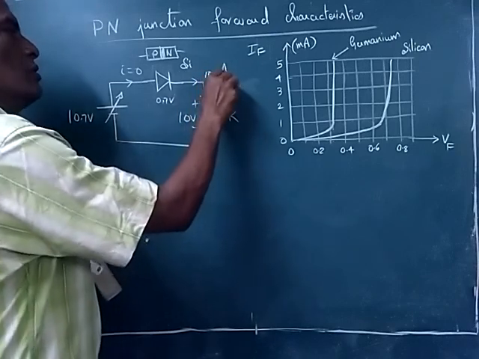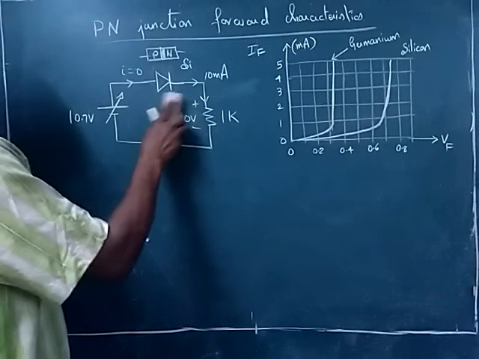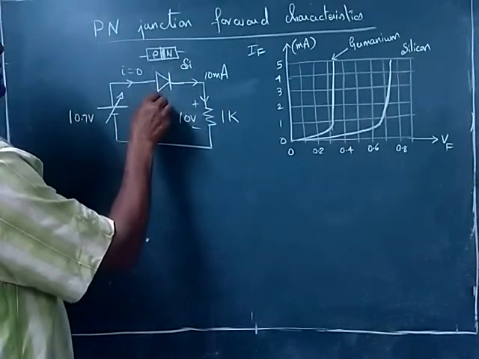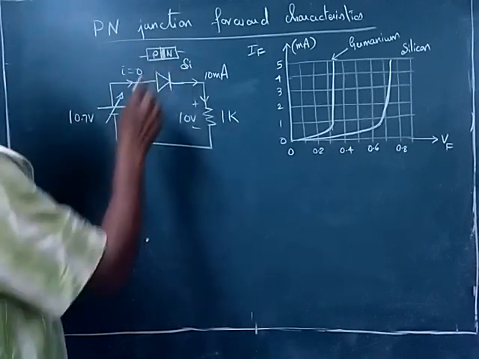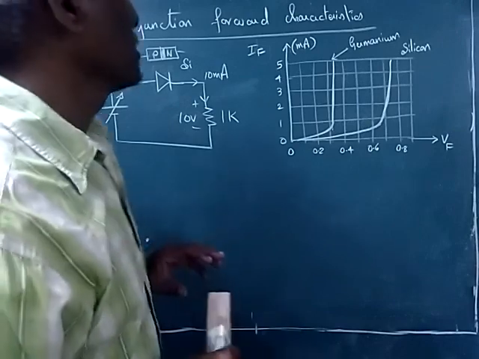So the important point we have to keep in mind is that to make the diode conduct, in case of silicon, it needs 0.7 volts. In case of germanium, it needs 0.3 volts. So this is about PN junction forward bias characteristics.